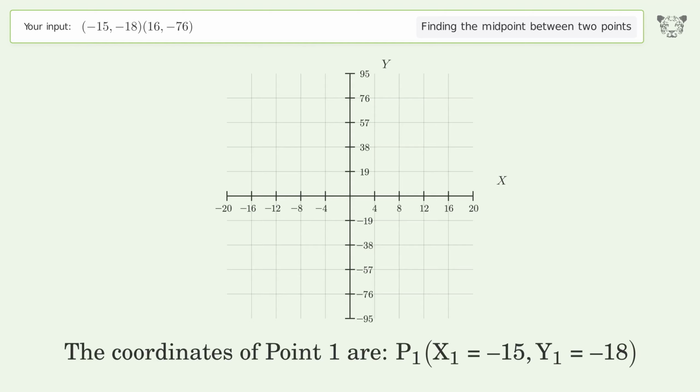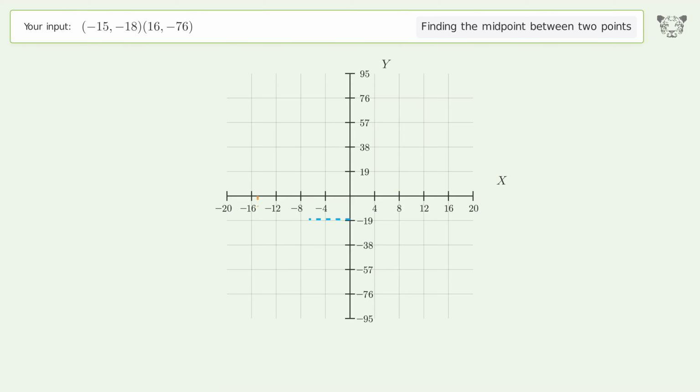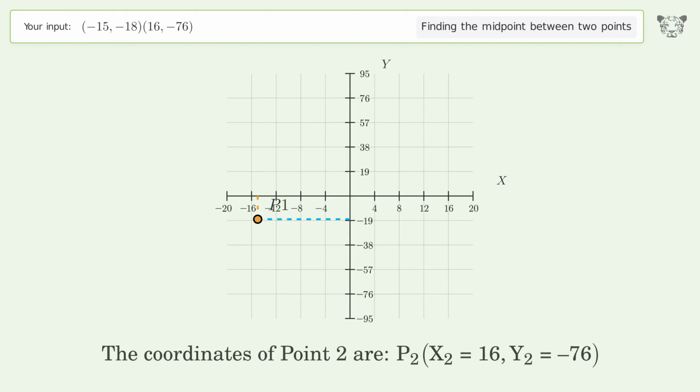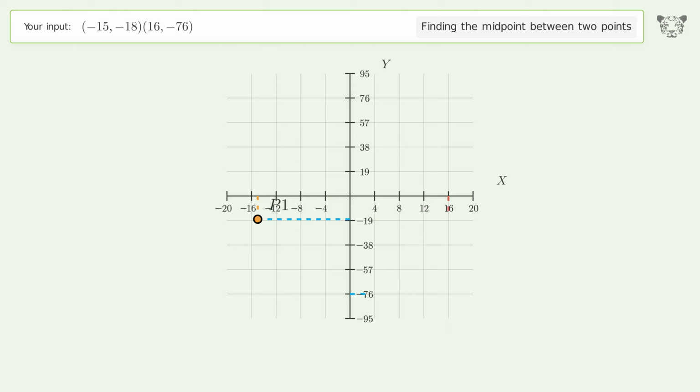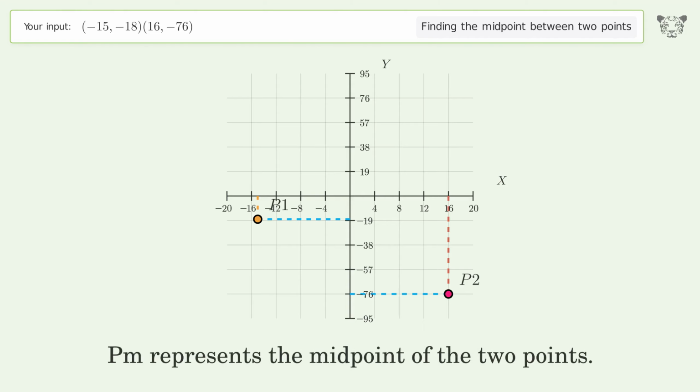The coordinates of point 1 are x1 equals negative 15, y1 equals negative 18. The coordinates of point 2 are x2 equals 16, y2 equals negative 76. PM represents the midpoint of the two points.